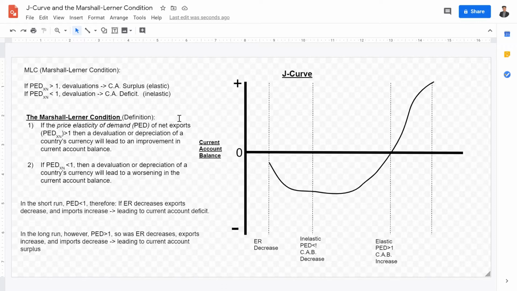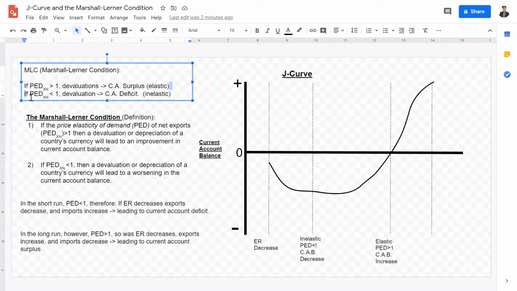So in our last video, we talked about the Marshall-Lerner condition. We talked about how the appreciation and depreciation of a currency is affected by the price elasticity of demand of the net exports of goods, in relation to whether or not the current account is going to be in surplus or in deficit. So here basically sums up what the Marshall-Lerner condition is.